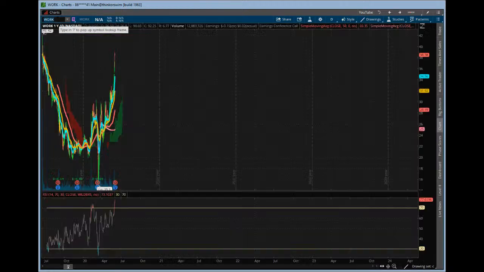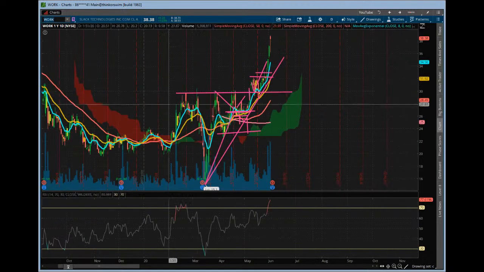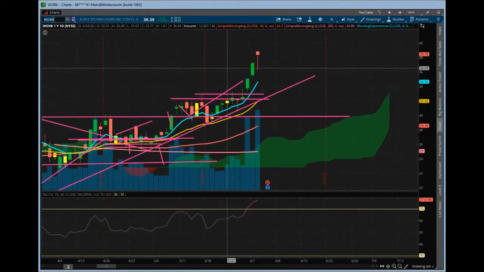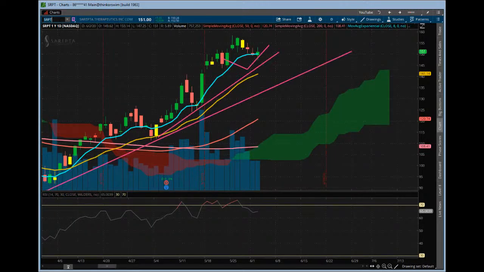Work did a great job yesterday, and we got some nice follow through today. Gap up today, good place to take profit. Then it came back up to those levels, so it's finally making a move out of that congestion zone down there. SRPT. Yeah, doing okay right here.